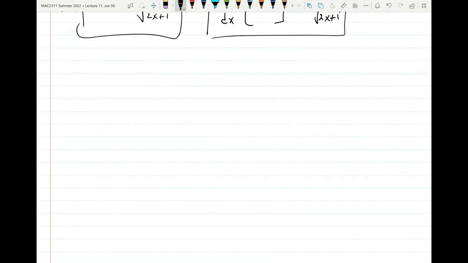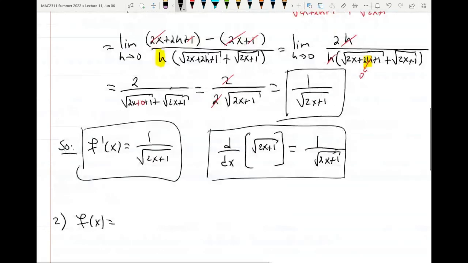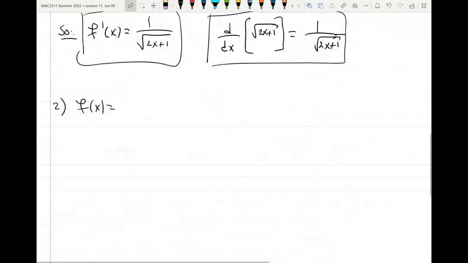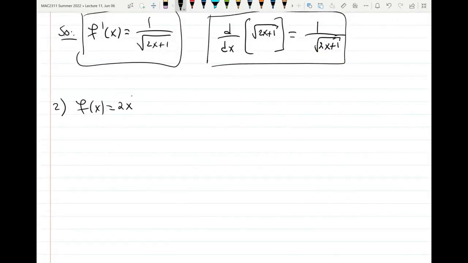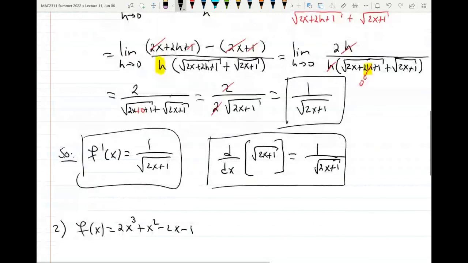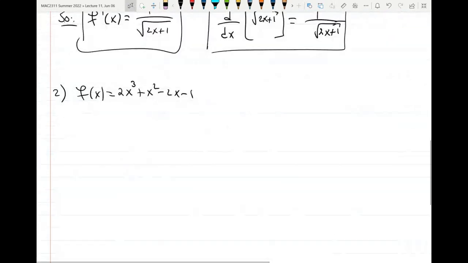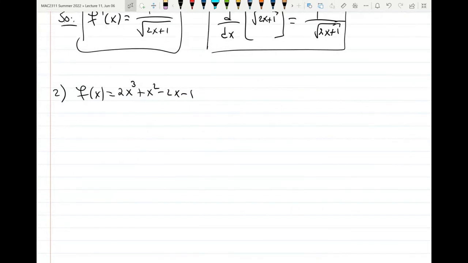All right. So for number 2, let me put the function here. So the function was 2x cubed plus x squared minus 2x minus 1. 2x cubed plus x squared minus 2x minus 1. Make sure. Okay, so now that we have this, let's begin the problem.